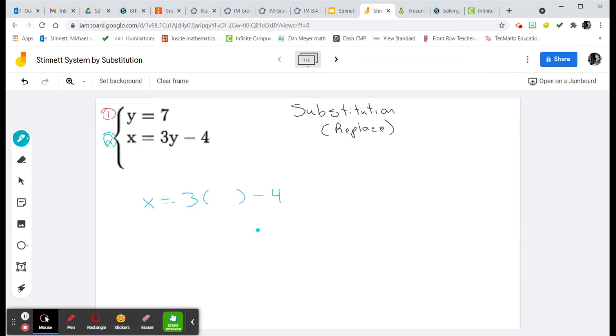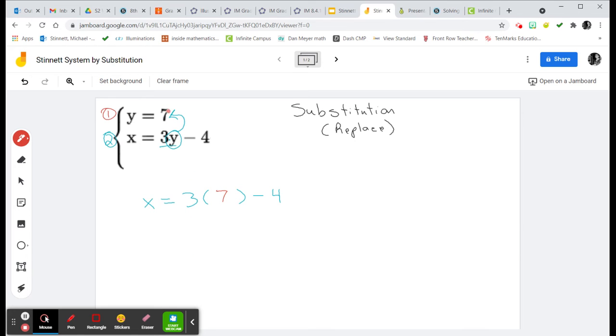Minus 4, all right? And the reason I did the parentheses there is because this is 3 times y. Remember, this is multiplication. So 3 times something. Well, in this equation, it's y. But here's the thing. We already know the value of y. Y equals 7.